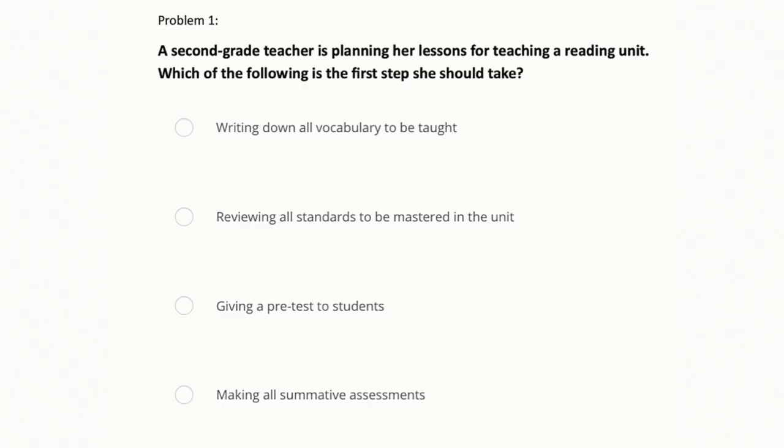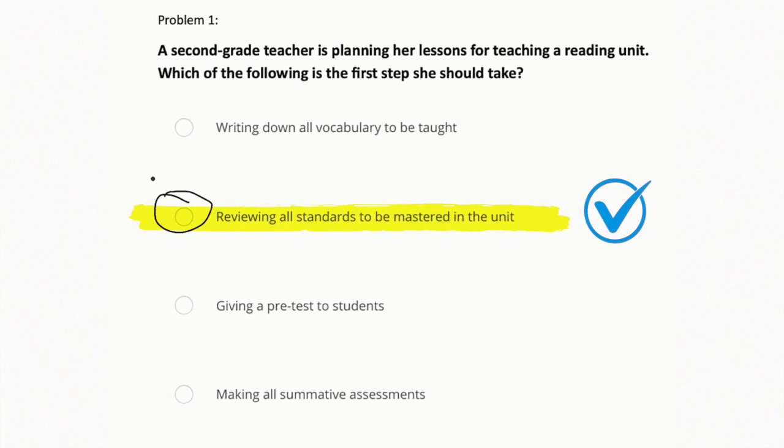Problem 1. A second grade teacher is planning her lessons for teaching a reading unit. Which of the following is the first step she should take? Writing down all vocabulary to be taught, reviewing all standards to be mastered in the unit, giving a pretest to students, or making all summative assessments. Well, the first thing a teacher would want to do is be aware of the specific standards that are going to be taught throughout the unit and the lessons. So the first thing we would want to do is review all standards to be mastered in the unit. This would help break down and guide what to teach and which methods to use along the way.